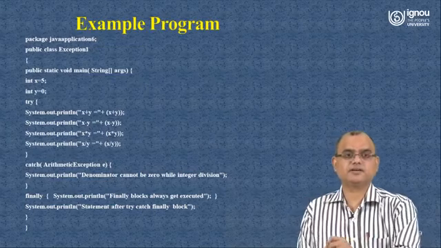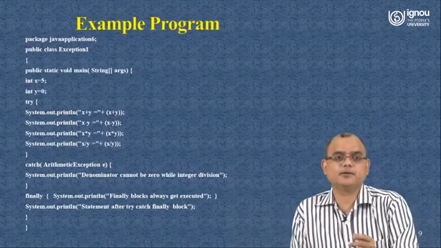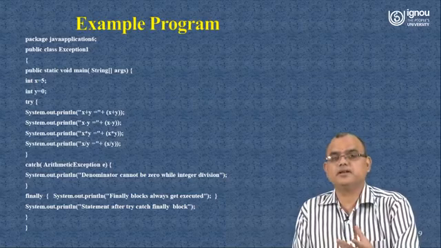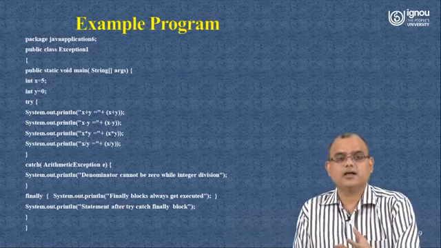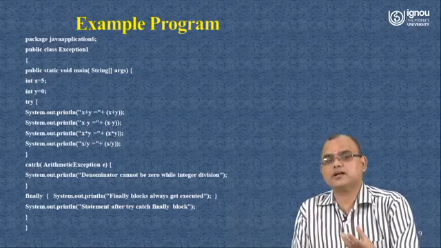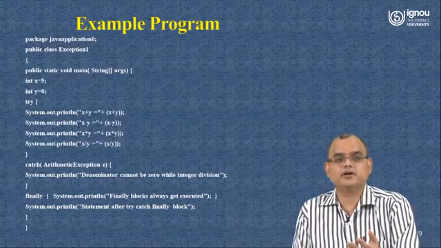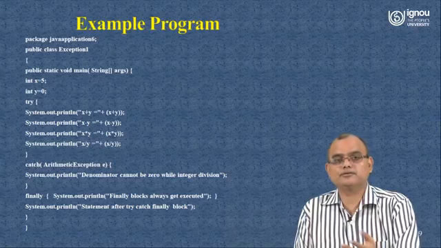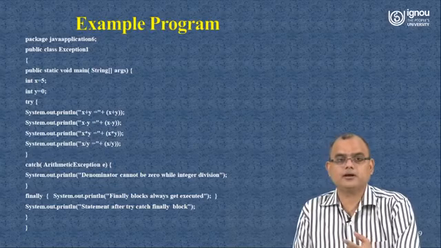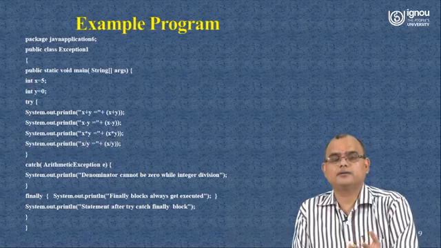Now you see this particular program. This is a very simple and popular problem which is used for explanation of exception handling, and this program is talking about some basic arithmetic operations. If you are adding two integers, then definitely there is no problem, you can add any two integers. Similarly, if you are subtracting one from the other, there is no problem.